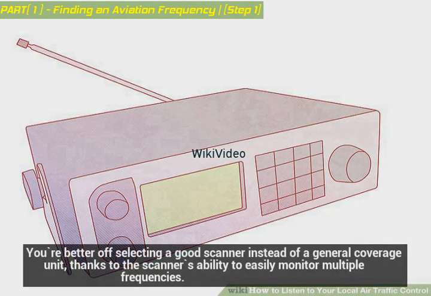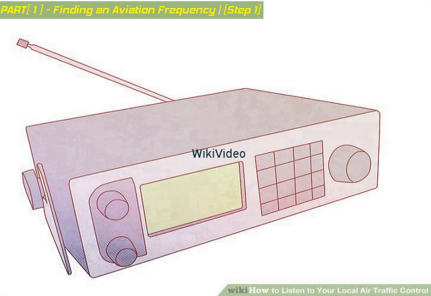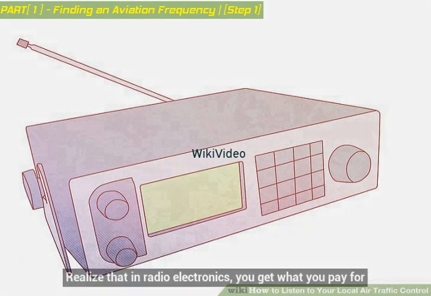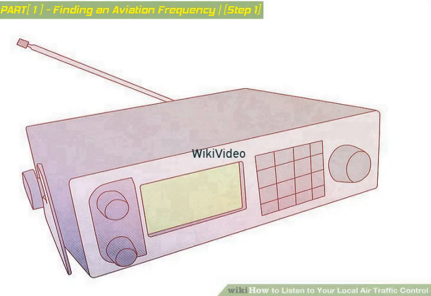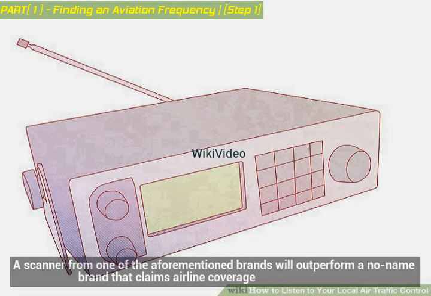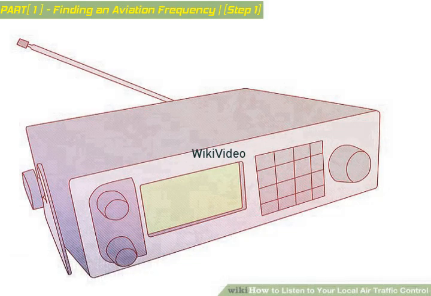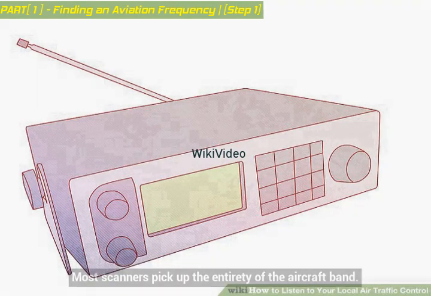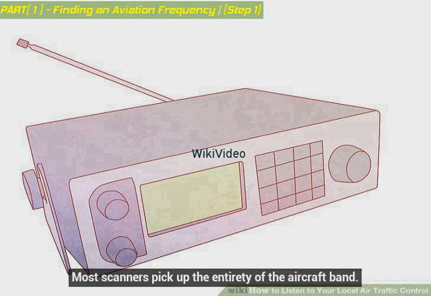You're better off selecting a good scanner instead of a general coverage unit, thanks to the scanner's ability to easily monitor multiple frequencies. Realize that in radio electronics, you get what you pay for. A scanner from one of the aforementioned brands will outperform a no-name brand that claims airline coverage. Most scanners pick up the entirety of the aircraft band.